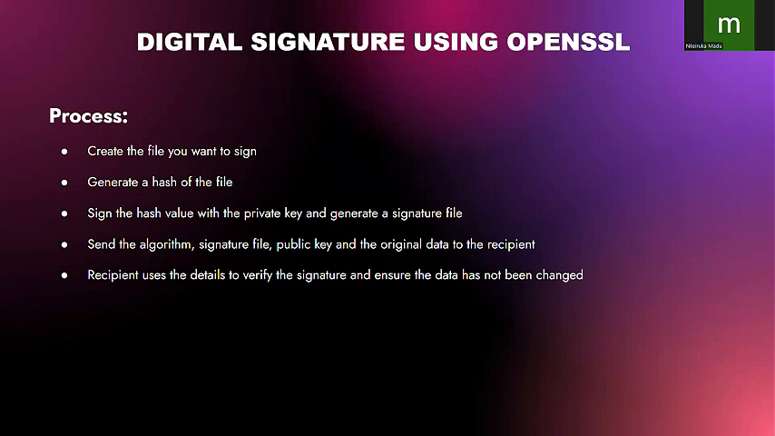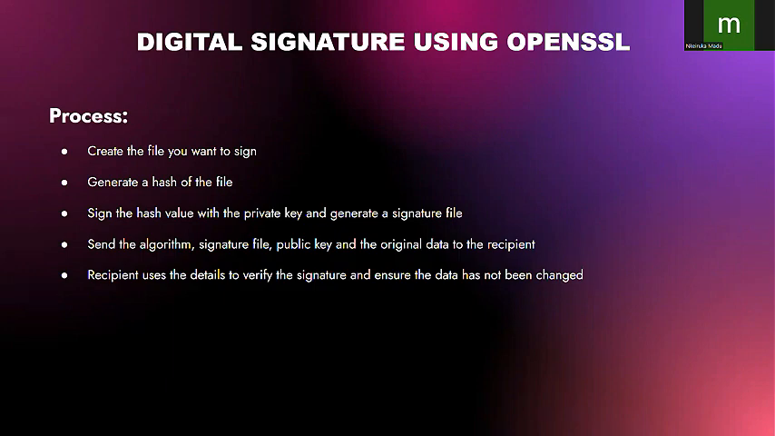Now we have two files. You have the original file that you signed, you have the signature file. To make sure that we are able to send this to the person securely, you will send the algorithm that you use to sign the key. You need to sign the signature file. You send the signature file, you send your public key, and you send the original data to the recipient.